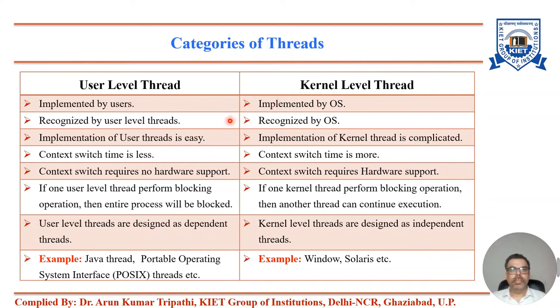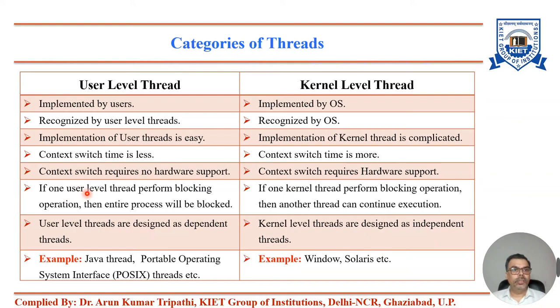It is recognized by the user level process, while the kernel level thread is recognized by the operating system. Implementation of the user level thread is easy, while kernel level thread implementation is a little bit complicated. Context switching in the user level thread takes lesser amount of time, while kernel level thread switching takes more time. Context switching requires no hardware support, while kernel level switching needs hardware support.